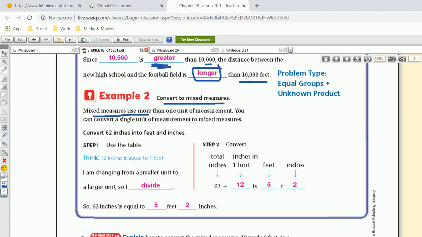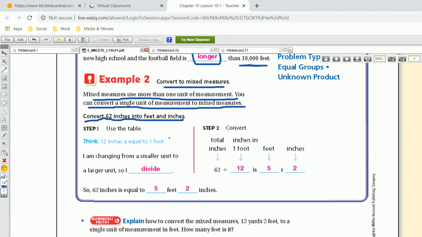Mixed measures use more than one unit of measurement. You can convert a single unit of measurement to mixed measures. How can we convert 62 inches into feet and inches? Now, we know that 1 foot equals 12 inches.